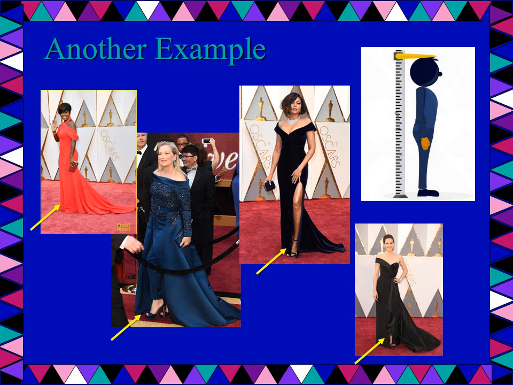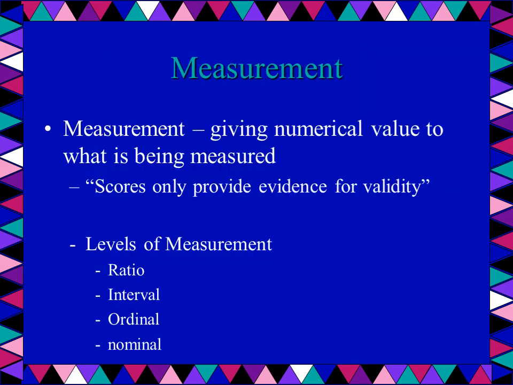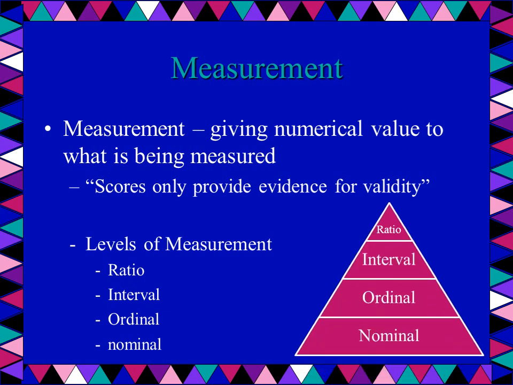Now that we've discussed validity, let's discuss measurement briefly. Measurement is simply giving numerical value to what is being measured. Simply, measurement is just scores that provide evidence for validity. The authors of Introductory Statistics give varying levels of measurement. They include ratio, interval, ordinal, and nominal. As evident in the illustration, nominal measurements will be your weakest form of measurement, while ratios will be your strongest.